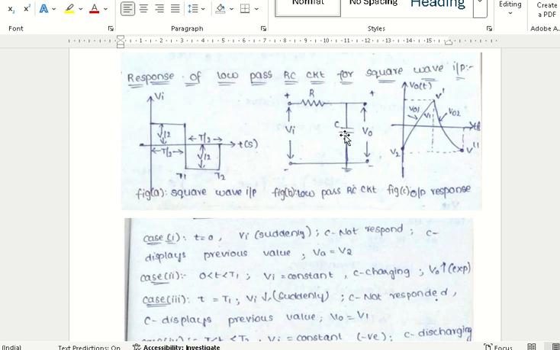Therefore, it has the same previous value, which is the same previous state. Therefore, V naught is equal to again V dash at t is equal to T1.